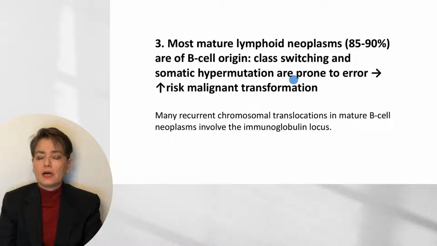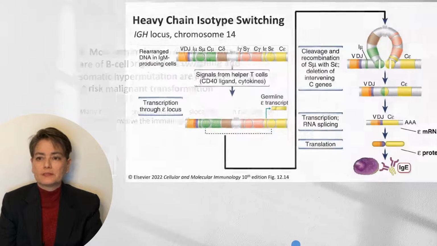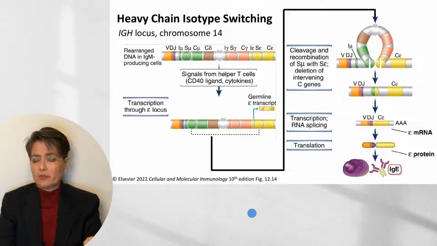So let's take a look for a moment at these two processes. This comes from a textbook from one of the other co-editors, where we just have an example here of heavy chain isotype switching.